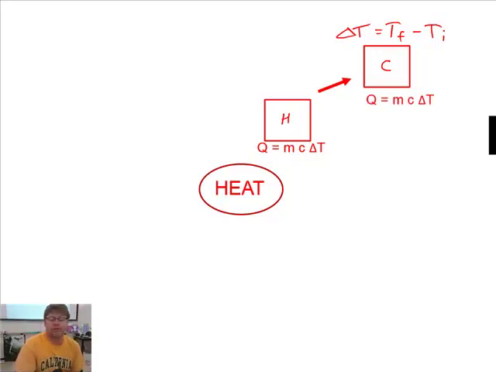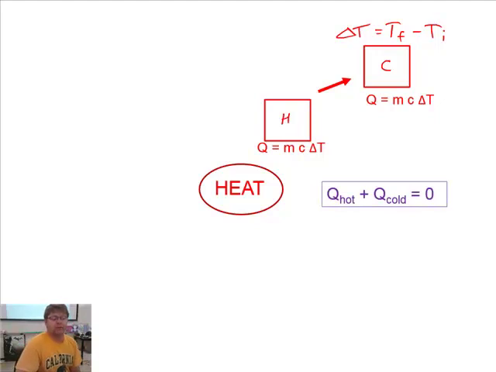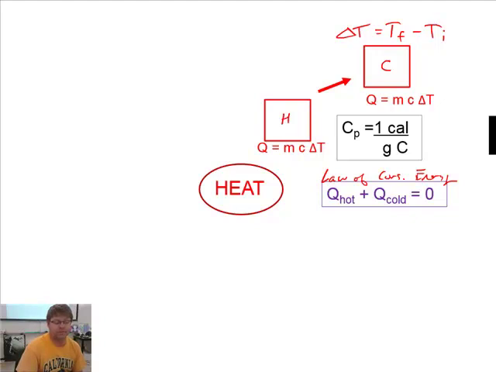For the cold, it also was gaining energy, and it gains energy based on the amount of mass, specific heat, and change in temperature. Now this relationship means that the energy is always transferred from one thing to another. So if you add these two together, one will be negative, one will be positive, and the sum will be 0. This is known as the law of conservation of energy, and this applies for all of the thermo reactions we did and the thermo changes we did.